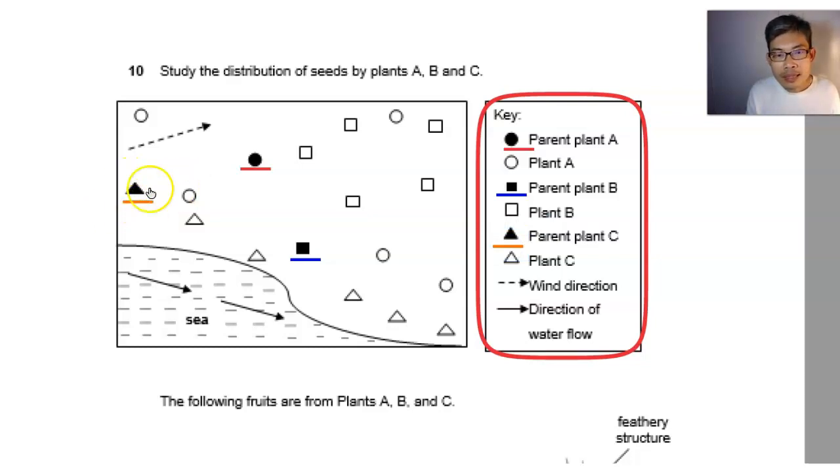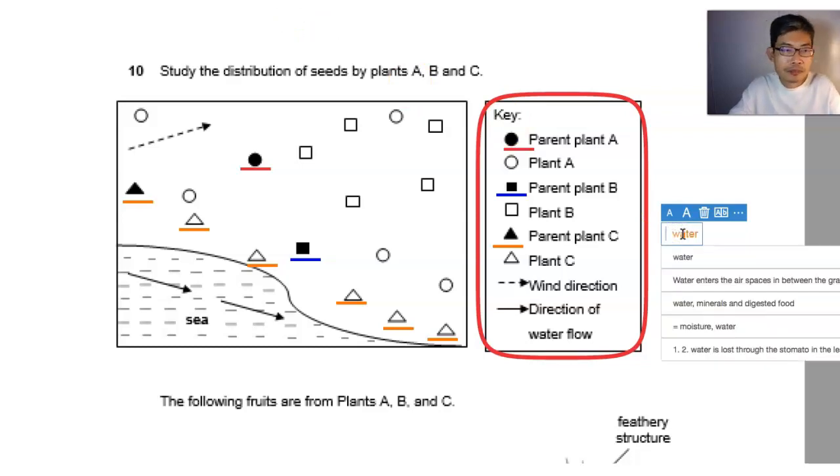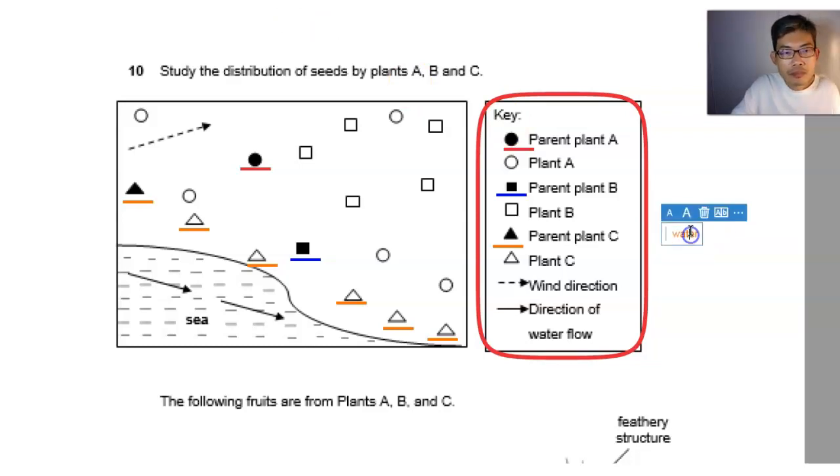Now let's look at C first. Triangle is here, triangle here, triangle, triangle, triangle, triangle. C's plants are all along the coastline. This tells me that plant C is dispersed by water. Okay, that's for plant C.